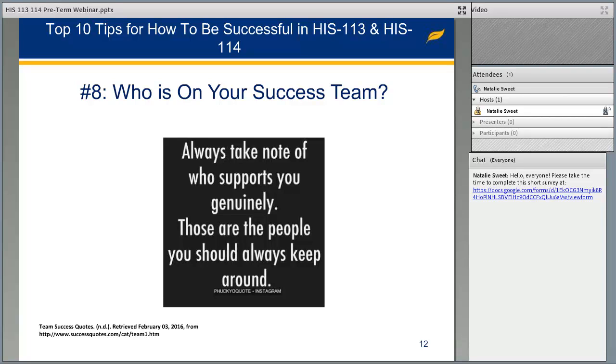Your friends, your family, they want to see you succeed too. So let them know what's going on. Share when you have successes, when you have concerns, or maybe you want to let them read through drafts of your work. Turn to them. They're going to be able to give you that support that you need. They'll help you push through this class.